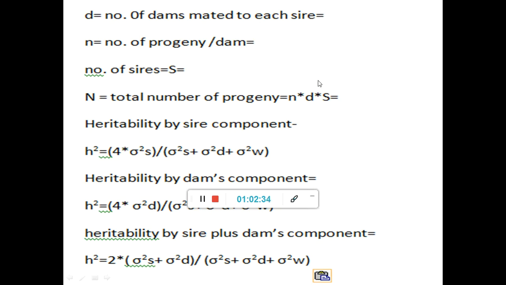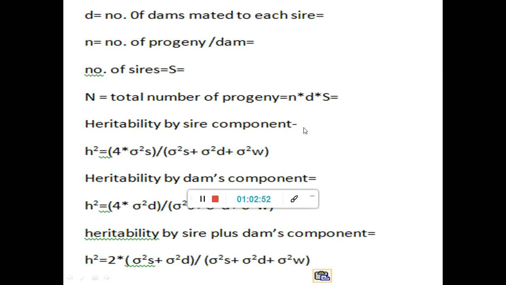Now n is equal to the total number of progeny, which will be equal to n into D into S, which will be equal to 20 into 25 into 2, that is 1000. Now heritability by sire component will be equal to 4 times sigma square S upon sigma square S plus sigma square D plus sigma square W.